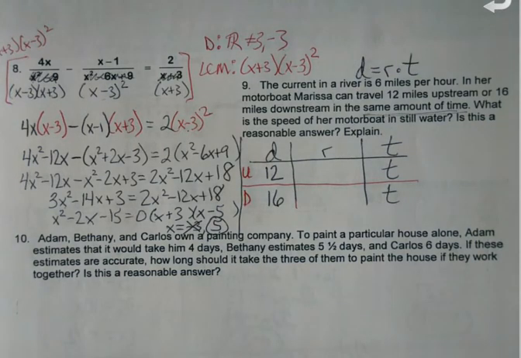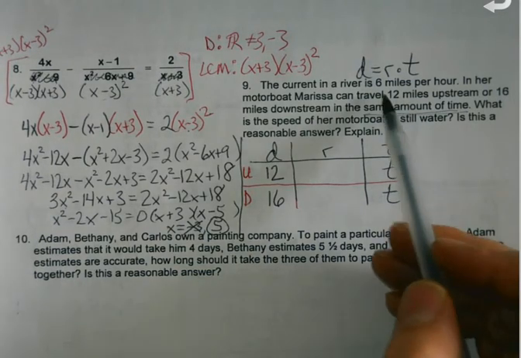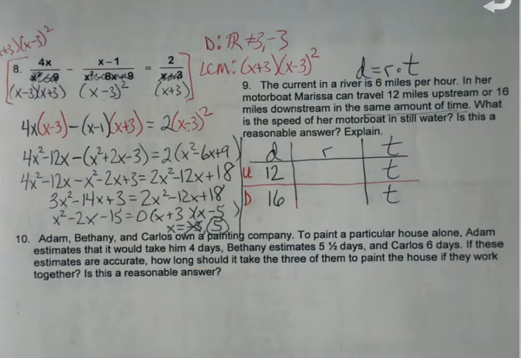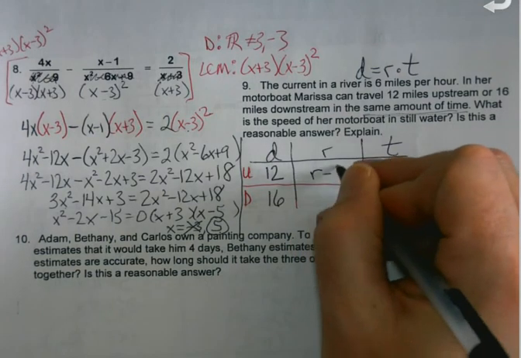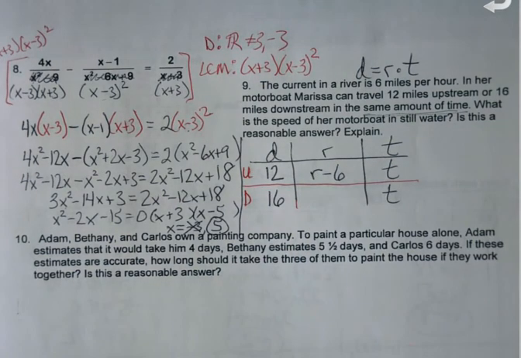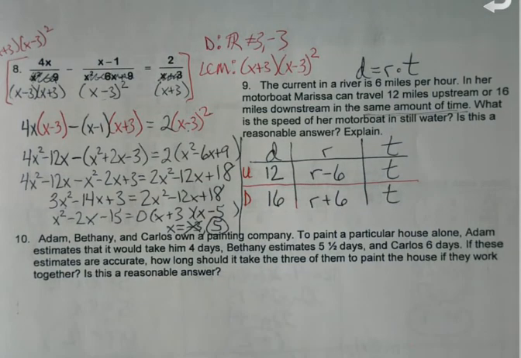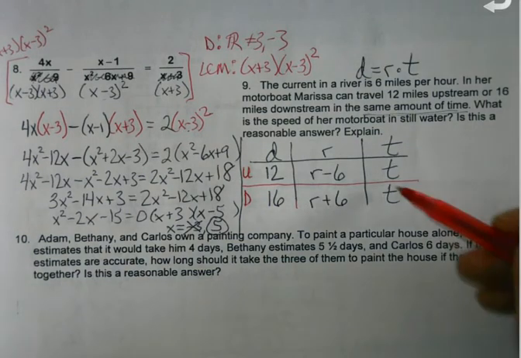The rate's where life gets interesting. We don't know the speed of the motorboat, but we know this current. So if I'm going upstream, is the current working with me or against me? Against me. So whatever my rate is, I'm going to be losing 6 miles per hour because that stream is going to slow me down. When I'm going downstream, it's going to be at my back. So that's going to be r plus 6. And you're like, well, wait a minute, though. You have two variables. How are we going to do this when you have two variables? I have one that's identical, though.